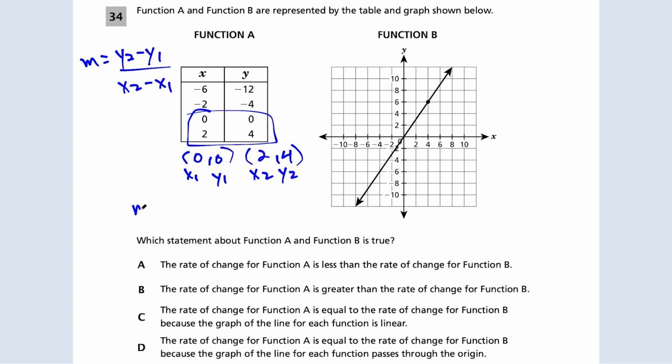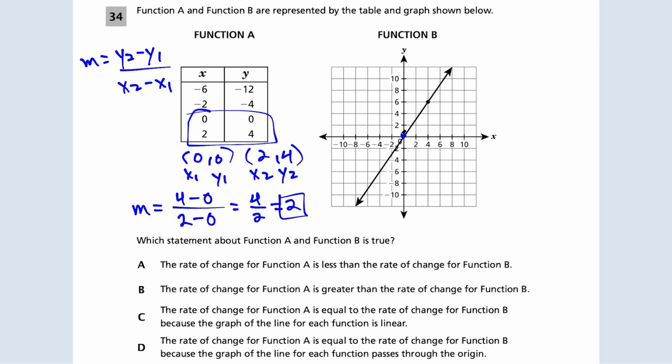So if I find the slope of function A, we have y2 minus y1, so 4 minus 0, divided by x2 minus x1, which gives me 2 minus 0, and this will give me 4 divided by 2, which is equal to 2. So this is the rate of change of function A. We're going to have a slope of 2.